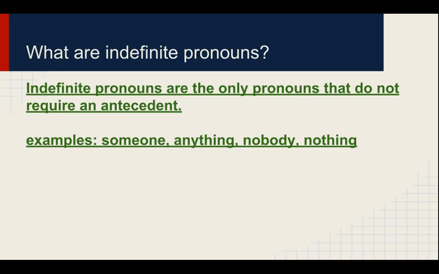There are actually several different types of pronouns, and we're going to talk about what those are. Indefinite pronouns are the only pronouns that do not require an antecedent. Remember, an antecedent is a noun before it that tells what the pronoun is standing in for. Indefinite pronouns are things like someone, anything, nobody, and nothing. You don't have to tell us what nothing is representing because it's not representing anything. It's nothing. It is a pronoun standing in for the absence of something, but you don't have to tell us beforehand what nothing is standing for.